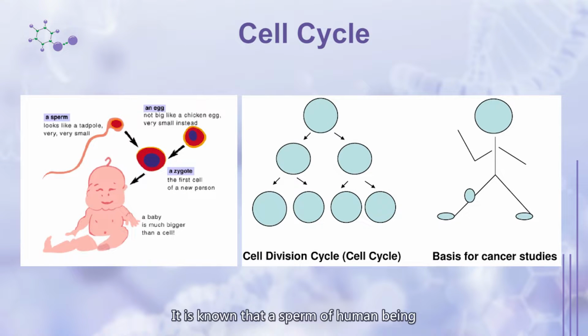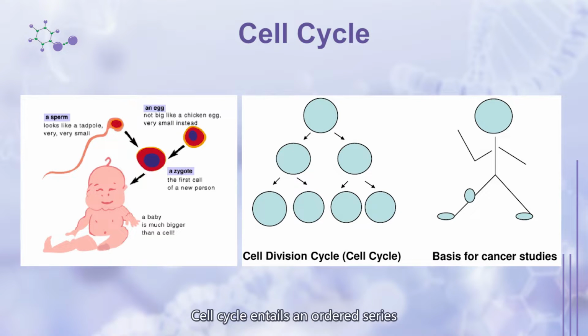It is known that a sperm of a human being looks like a tadpole, which is very small, and the egg is not big either. A zygote is the first cell of a new person, which can form a baby much bigger than a cell. In this process, the cell division cycle is necessary. The cell cycle is a process in which a cell grows and divides to create a copy of itself. It is a process from the end of one cell division to the start of the next cell division.